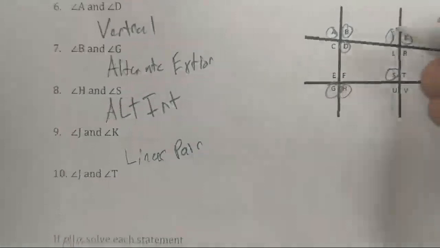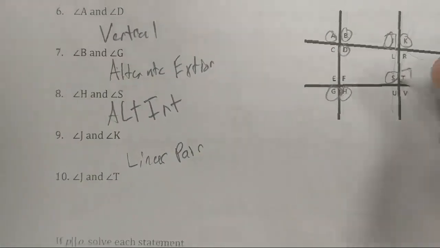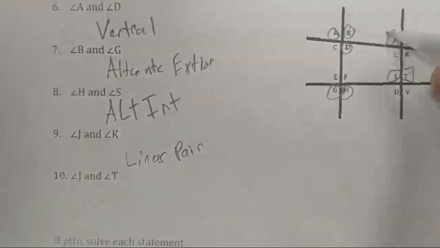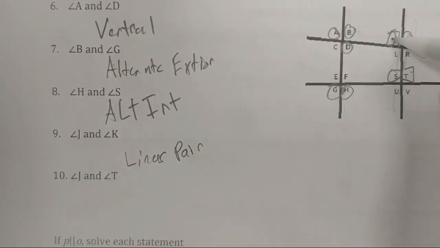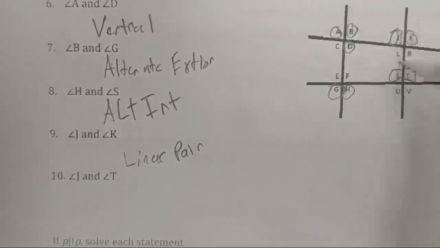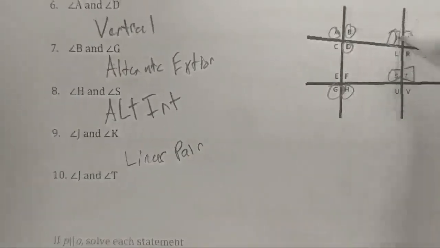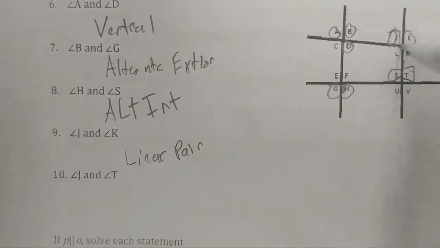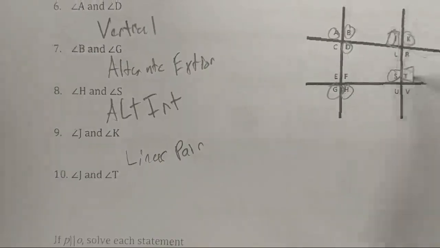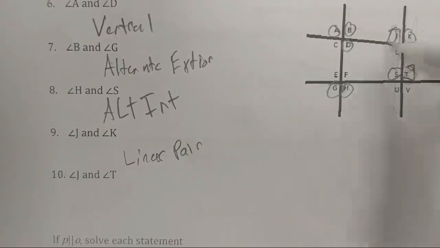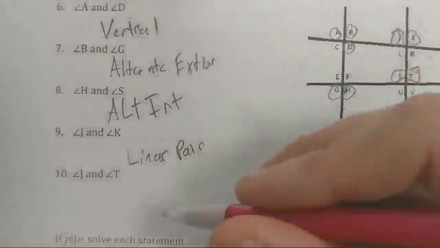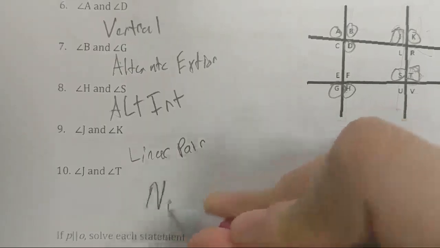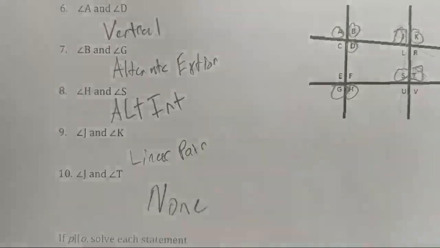Last one, J and T. So this is J and this is T. They're not corresponding, because corresponding is the same position. This is top left, this is top left. They're not alternate interior because this is on the exterior. And they're not alternate exterior because this is the interior. And they're not vertical or linear because they're not sharing the same cross section. So because of that, these are neither, or none. So this is a none situation.